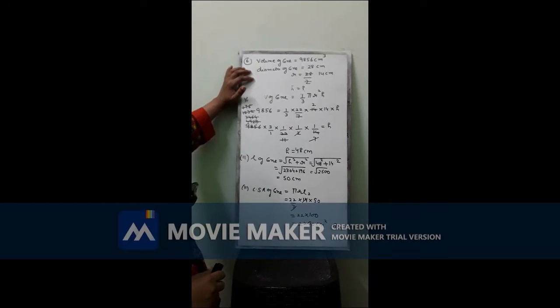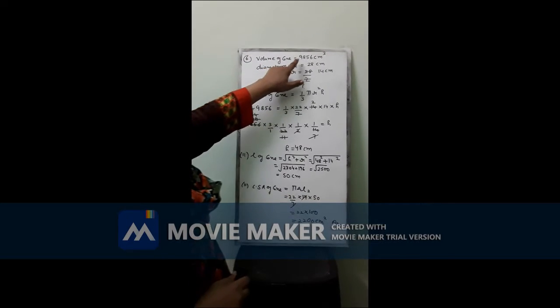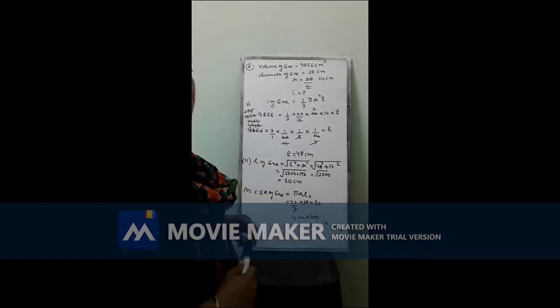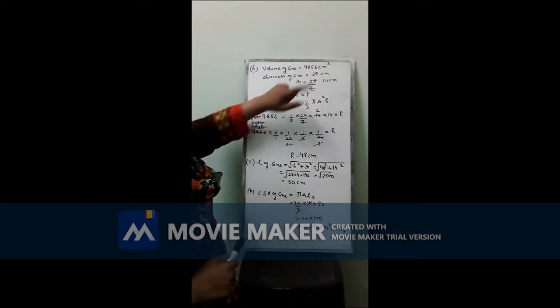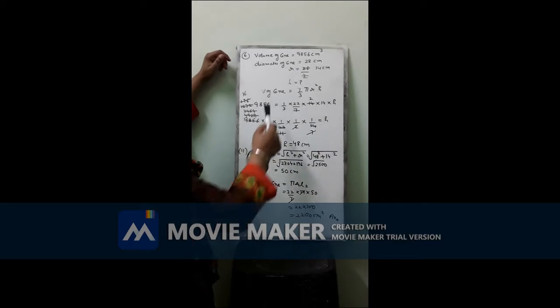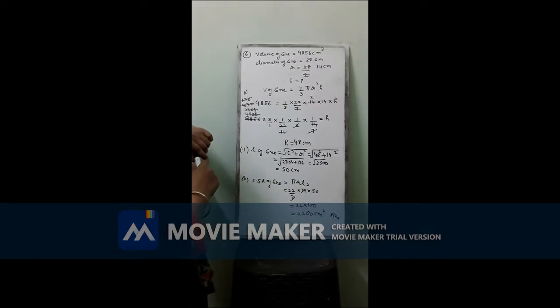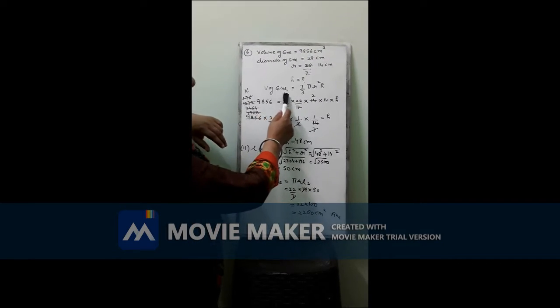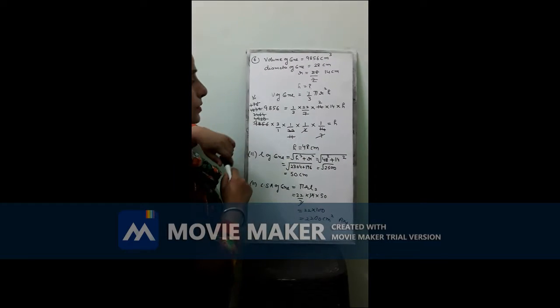We will start with sum number 6. Volume of the cone is 9856 centimeter cube. Diameter is 28 centimeter. Radius will be 28 upon 2, 14 centimeter. We need to find the height of the cone in the first part. So volume of the cone is 1 upon 3 pi r square h.